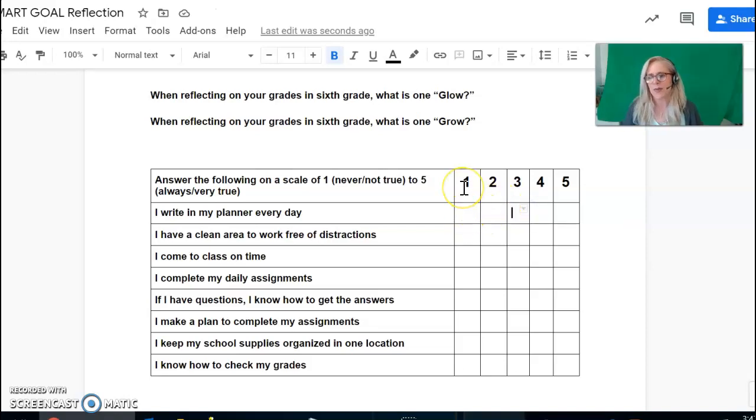Let's say we open up our planner to last week. Well, last week was spring break. The week before, the week of March 8th. If you don't have anything in there, that would probably be a 1. So answer each of these questions, and that's it. That's all you have to do for this.